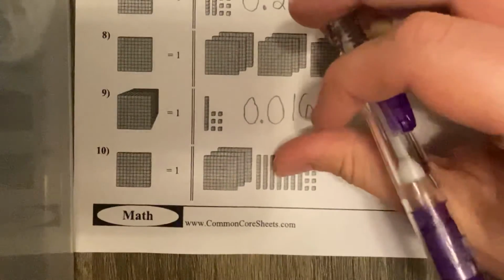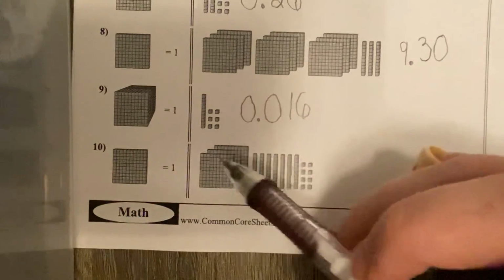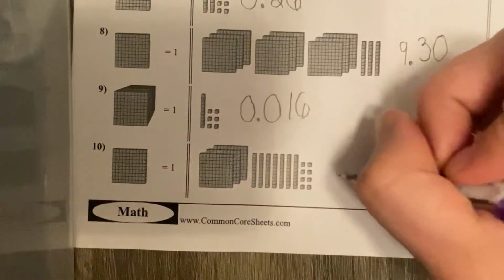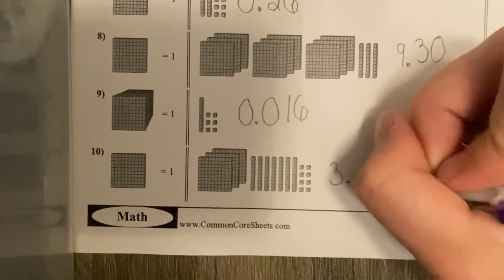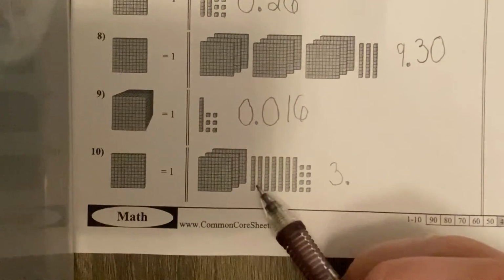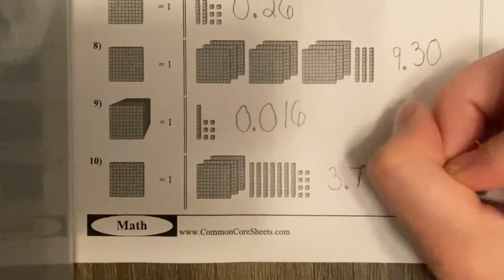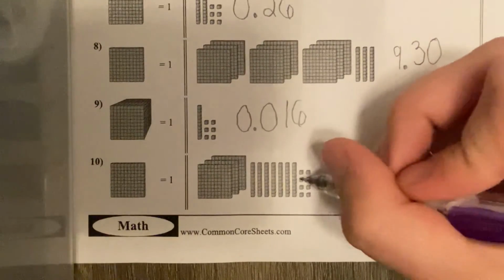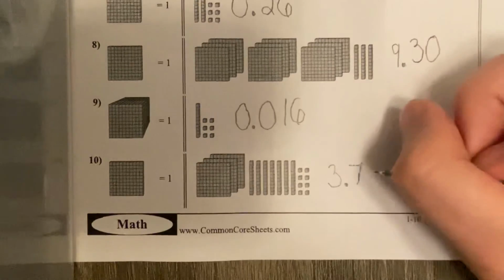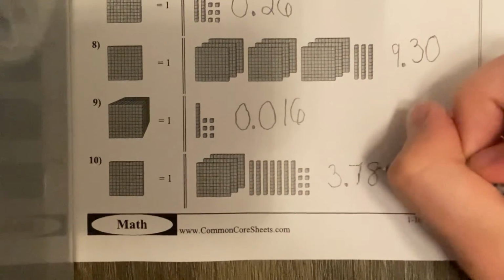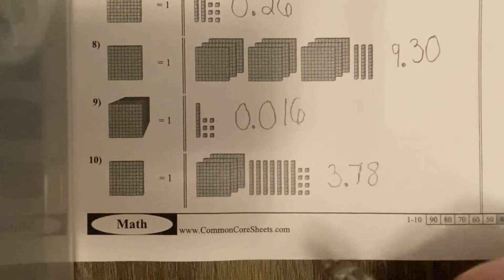Now my last one, the flat is a whole. 1, 2, 3 flats. Then I have 1, 2, 3, 4, 5, 6, 7 rods representing my tenths. And then finally 1, 2, 3, 4, 5, 6, 7, 8 hundredths or little units. So I have 3 and 78 hundredths.